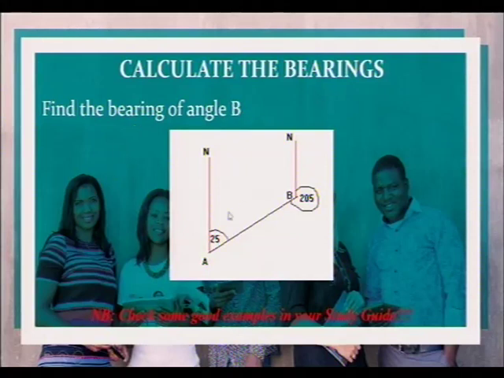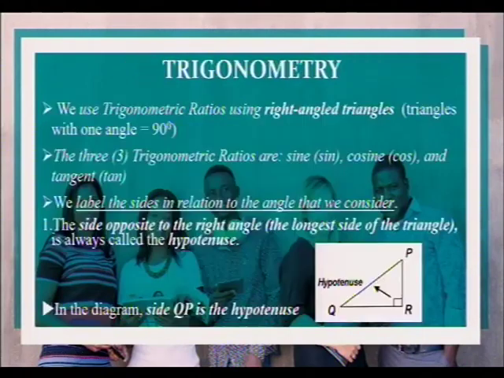Calculate the bearing. I gave you the diagram, and I ask you to calculate the bearing of B. Always start from the north going that side. Check some good examples in your study guide, dear students. There are also questions on trigonometry. Here you have to know the sides in trigonometry: hypotenuse, opposite, adjacent. Which one is hypotenuse? The longest.